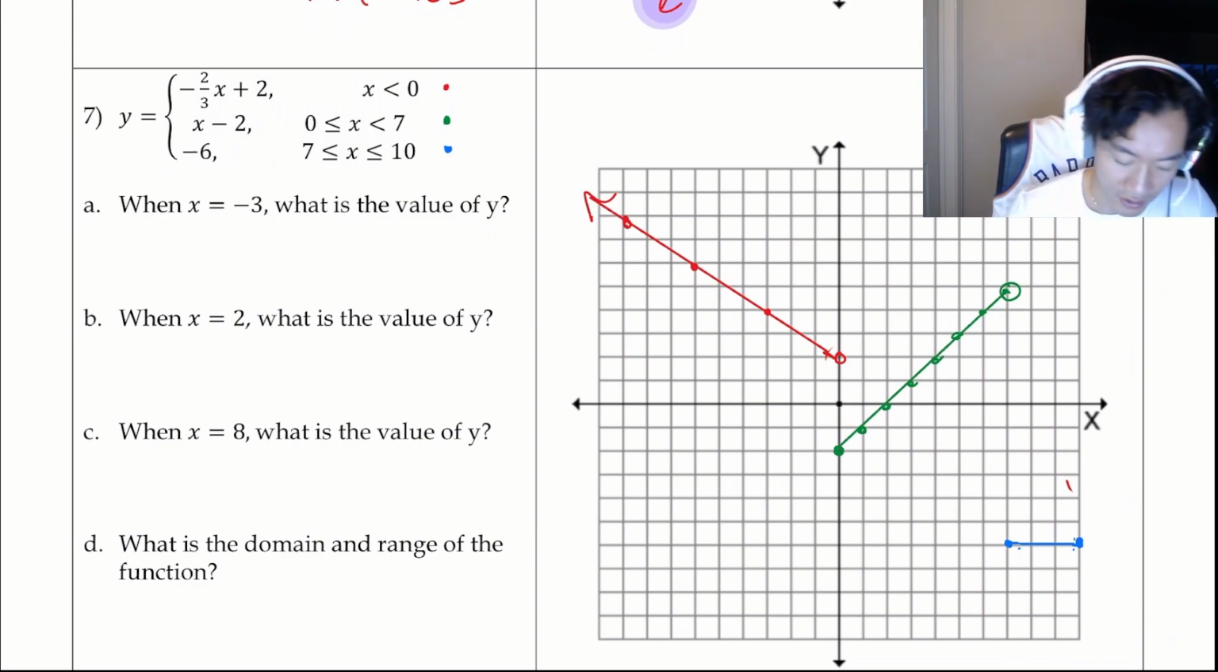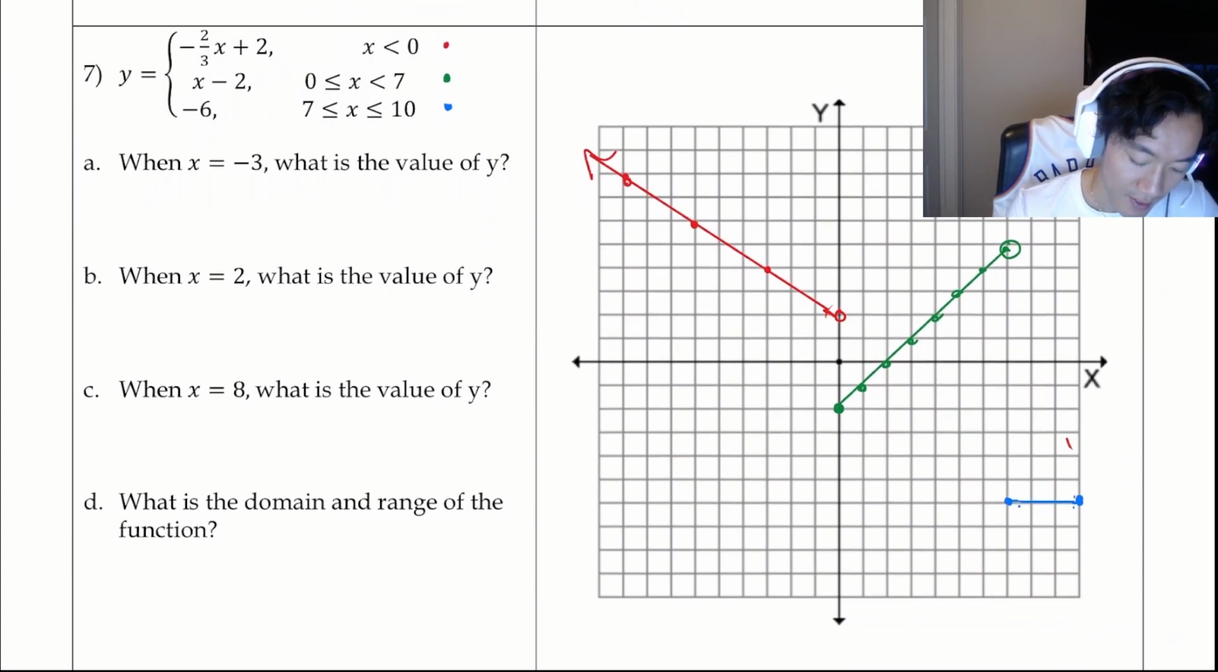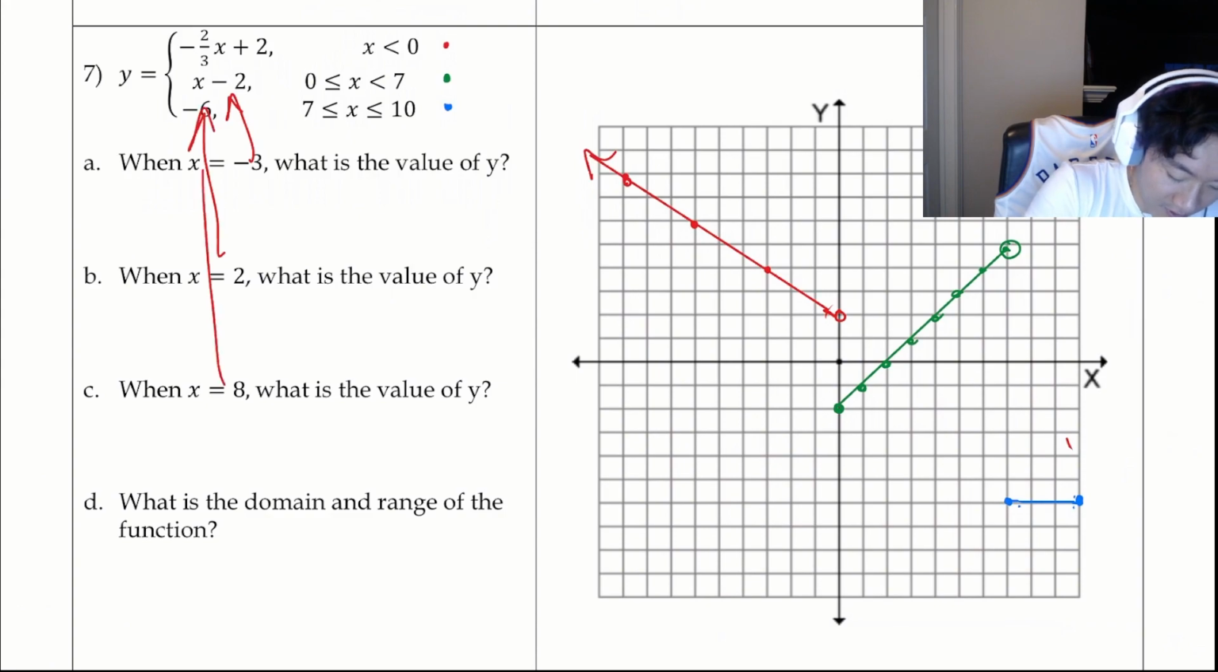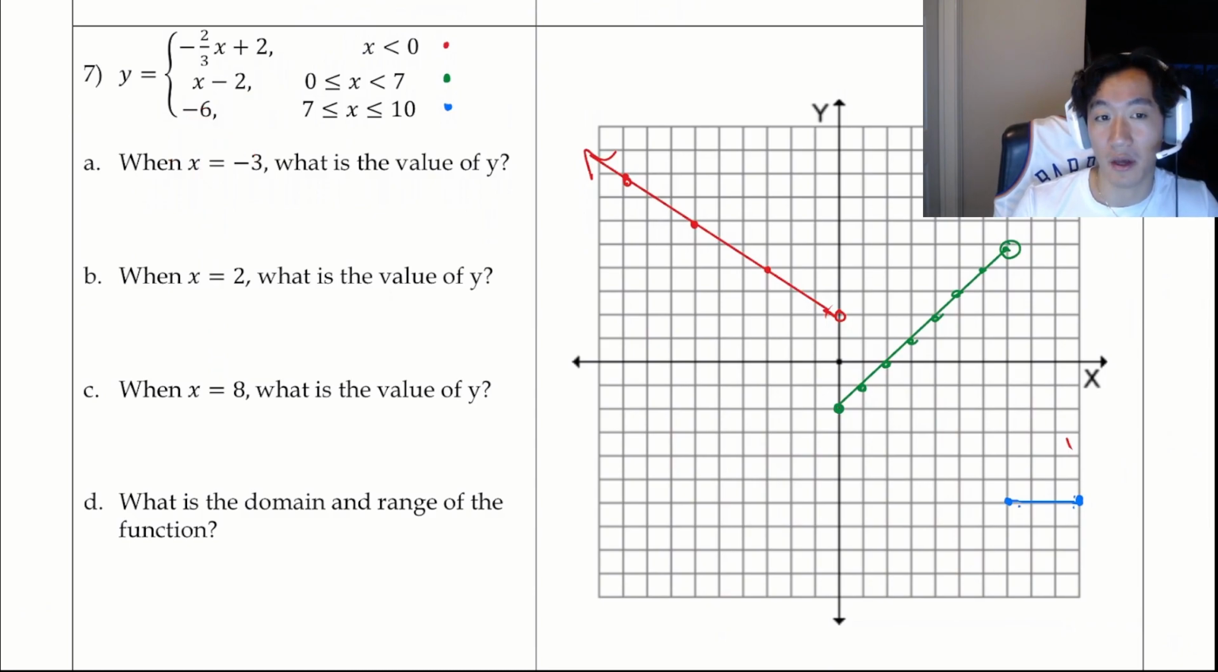So there's our piecewise function, and now I'm going to go ahead and answer the portions that they ask us. And of course, you could plug these values into here, here, and here, and then just figure it out that way if that's easier for you. But for me, I'm just going to use the graph that I drew. I've spent so much time on it, might as well just use it to my advantage, right?